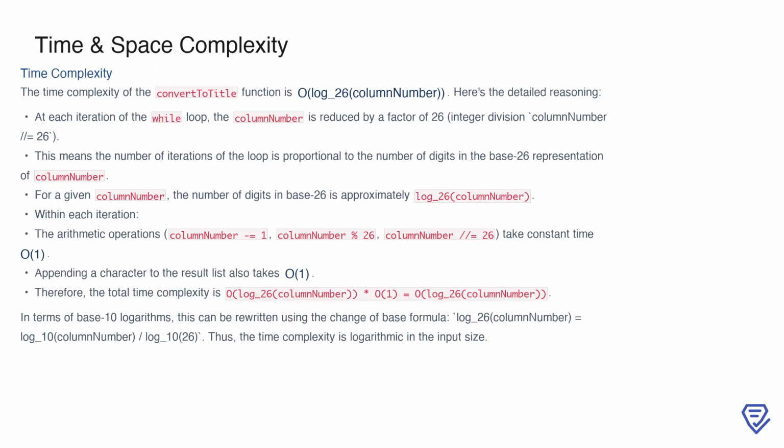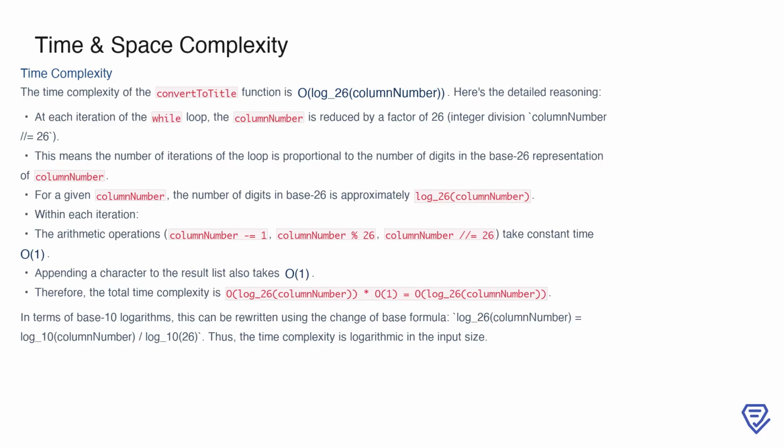The time complexity of the convert-to-title function is logarithmic, specifically log_26, column number. To understand why, let's break it down step by step. Inside the while loop, the column number is repeatedly reduced by dividing it by 26. This reduction means the number of iterations is directly tied to the number of base 26 digits in the input number. For example, in base 10, the number of digits in a number is approximately log_10 of that number. Similarly, in base 26, the number of digits corresponds to log_26 of the number.